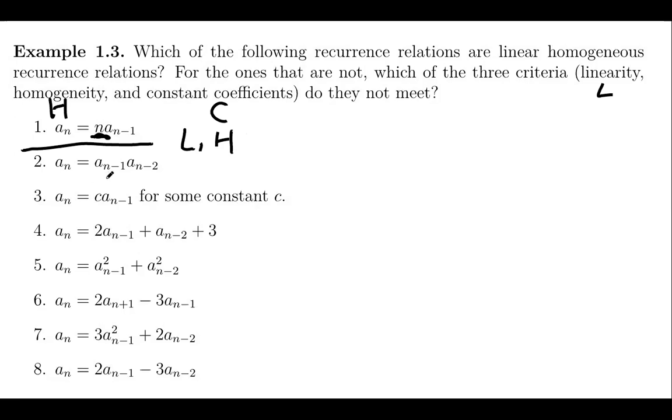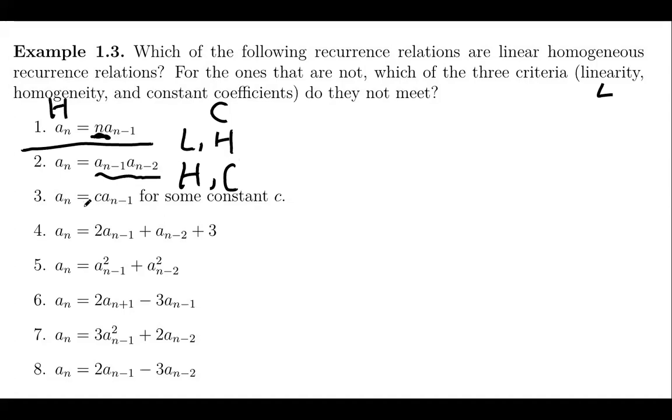Now for the second one, it is not linear because the degree of this term happens to be 2, since we have two terms multiplied together. So it's not linear. But once again, since there's only one term here, it's homogeneous, and the coefficient is 1, so that means it has constant coefficients.